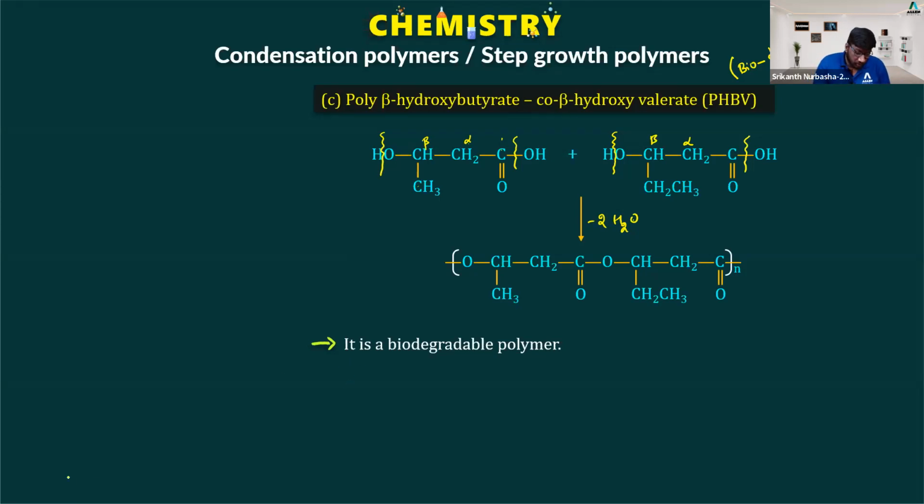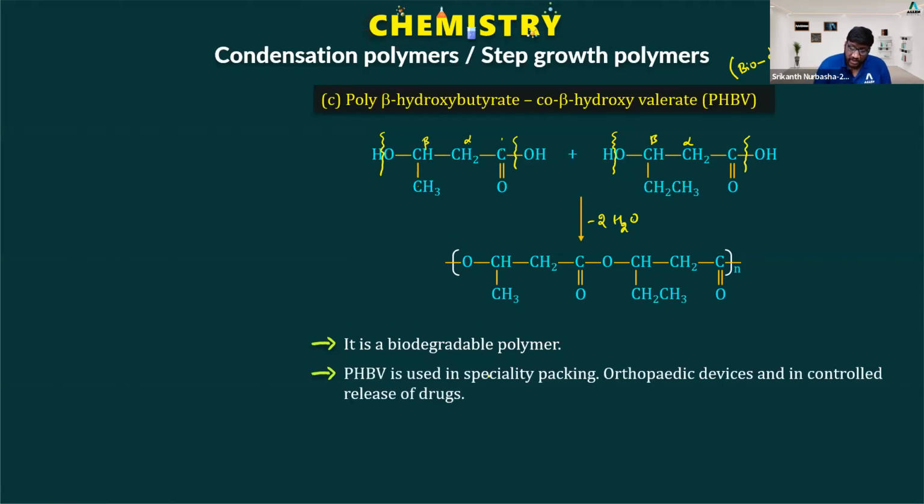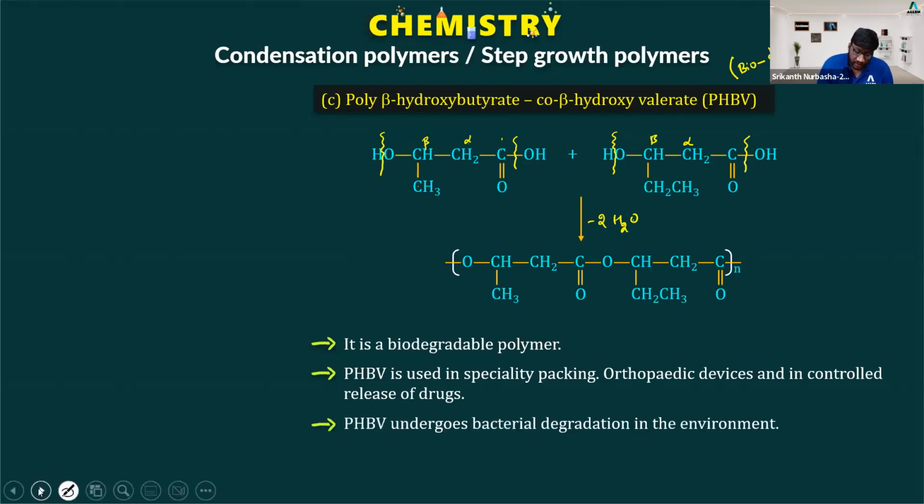So it is a biodegradable polymer. PHBV is used in specialty packing, orthopedic devices, and in controlled release of drugs. PHBV undergoes bacterial degradation in the environment. It will be degraded easily in the environment, and that is why its usage will be slightly more. And obviously, it is a copolymer. Glyptol, terylene or dacron, and PHBV, all these polyesters are copolymers because we are using more than one type of monomer.